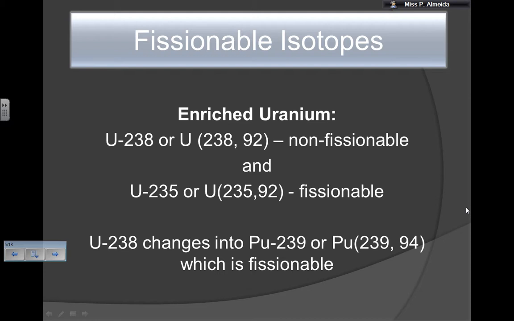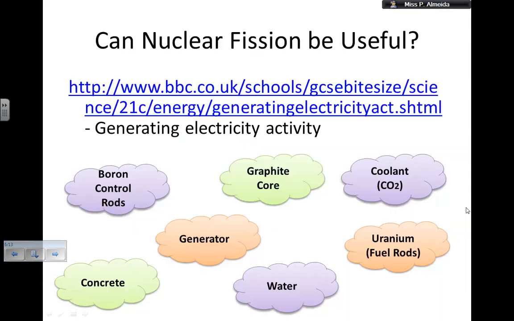Now, I use this in power stations, okay? So the uranium-235, I don't have to do anything. But the uranium-238 changes into plutonium-239, or, if you would like to have the mass and the atomic number, plutonium-239-94, which is fissionable. So you can get these isotopes to generate enough energy, which you're going to use to generate electricity in a nuclear power station. You do need to know the isotopes that you use, okay? So, all these keywords in here are necessary for you to explain nuclear fission.